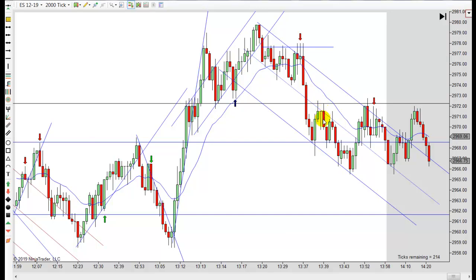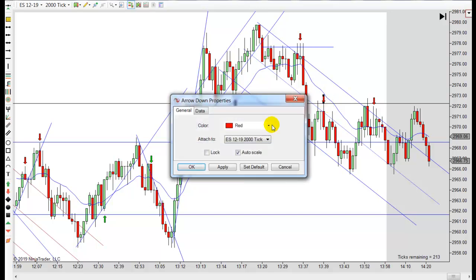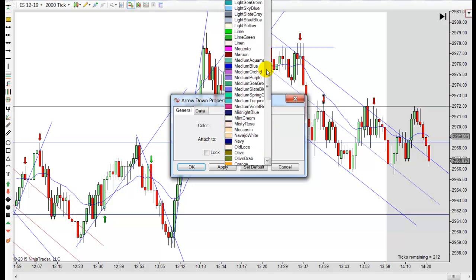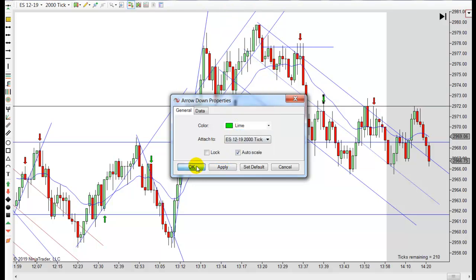You could look at that as a failed second entry long, but again, I don't think that's worth risking. You could argue for that one to be green. It's a good signal bar, the whole nine yards, but you want a little more correction than that.